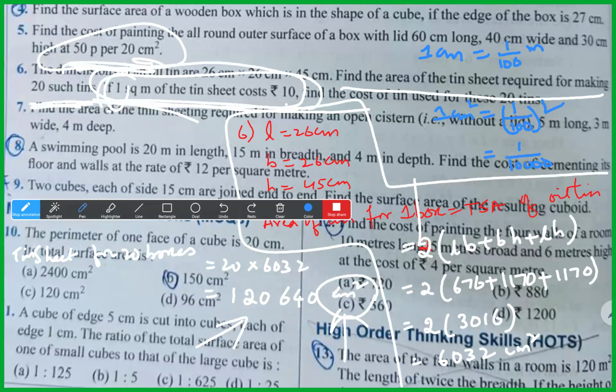100 square means 10,000. You cannot remember so many conversions, so this is the way you have to remember. Now I want to convert this 120,640 centimeter square to meter square.